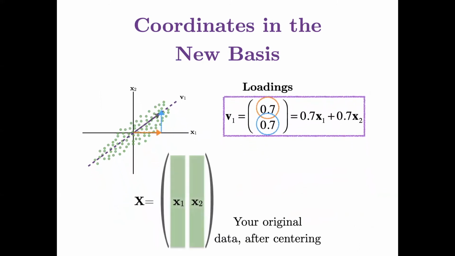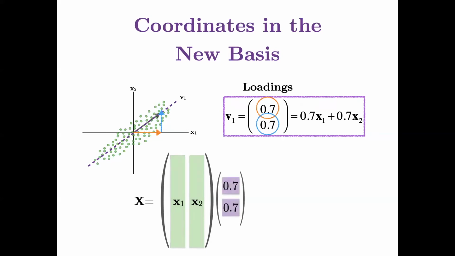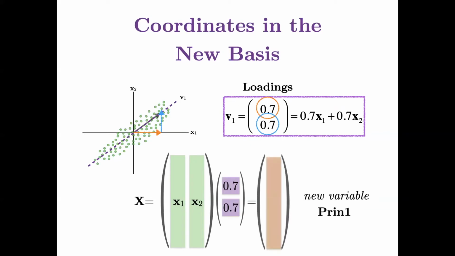I have my original data. Of course, this is always after centering. I said always, always, always in this class, we're thinking of our data as being centered. Sometimes, if we're using the correlation matrix, our data will also be divided by the standard deviations, or standardized. But for now, this is our centered data. I have two columns in a spreadsheet. And so if I multiply by the vector of loadings, what I'll get is a new variable.